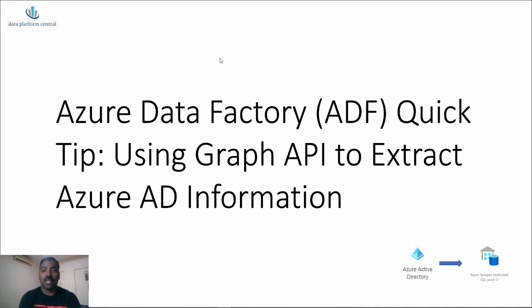This week we are going to show you a demo of a quick tip which will help you to utilize Graph API of Microsoft Azure services to extract information from your Azure Active Directory. Quite often in your projects, you might have come across some migration scenarios where you would require extracting information from your Azure Active Directory regarding users, user groups, etc.